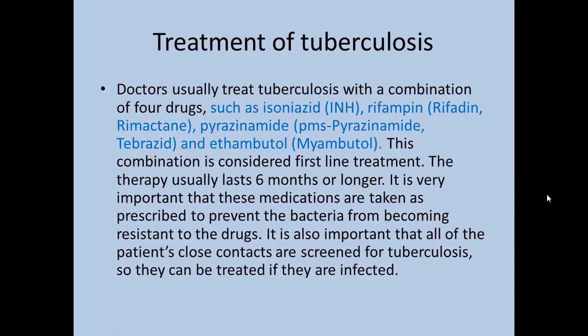So doctors usually treat tuberculosis with a combination of 4 different drugs. And these are examples of the particular drugs, don't obsess. And this combination is referred to as first-line treatment. The therapy usually lasts 6 months or longer. It's very important that these medications are taken as prescribed to prevent the bacterium from becoming resistant to the drugs. It is also important that all of the patient's close contacts are screened for tuberculosis so that they can be treated if they are infected.